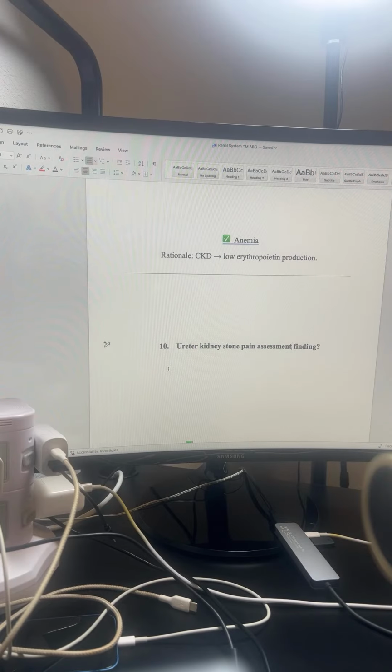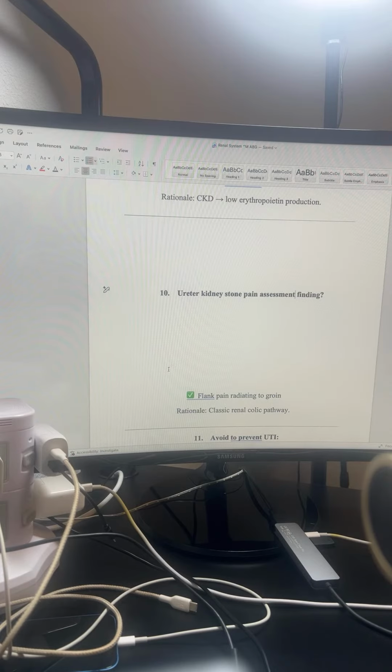The vomiting, definitely. So flank pain, usually radiating to the groin, is a classic renal colic pathway. All right. So a lot of times you'll find the patients holding on to one side. So they have the flank pain. That is a classic renal colic pathway for your patients there. Dark urine or concentrated urine, yes.